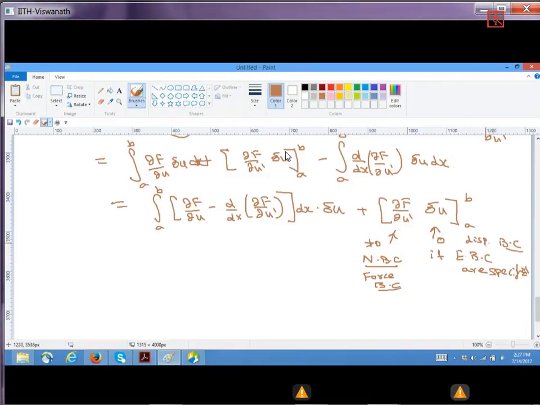So we checked in the previous class, when essential displacement boundary conditions are specified at A and B, there are multiple paths you can take, but if all the paths have to start from the same point and end at the same point, then delta u is equal to zero at x equals a and x equals b, right? That is the reason the variation will be zero if essential boundary conditions are mentioned. Otherwise, if natural boundary conditions are mentioned, this term will stand outside.